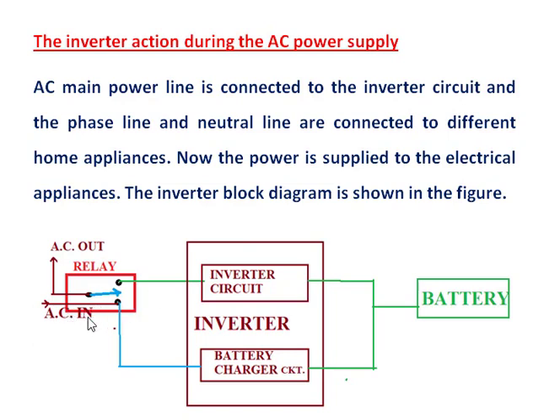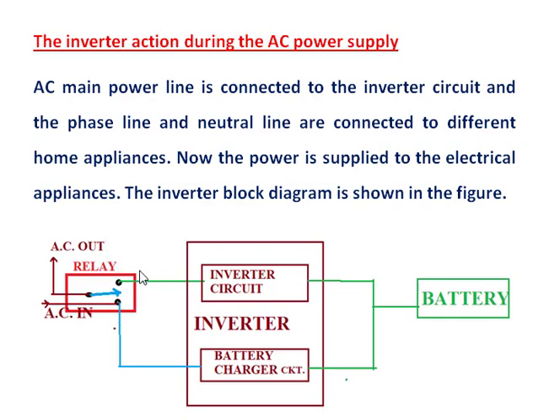If there is no AC main power from the AC main power post, the lever is connected to this pole. So it is connected to the inverter circuit and the battery. From the battery, a DC voltage is supplied to the inverter circuit. This 12 volt DC is again converted into AC 220 volts and it is passing through this AC output.